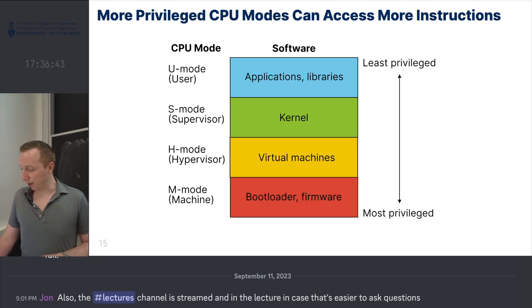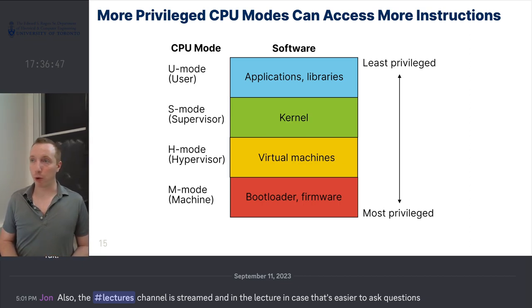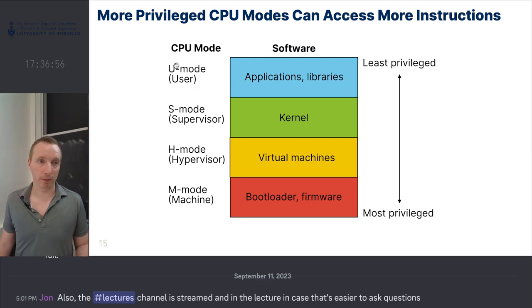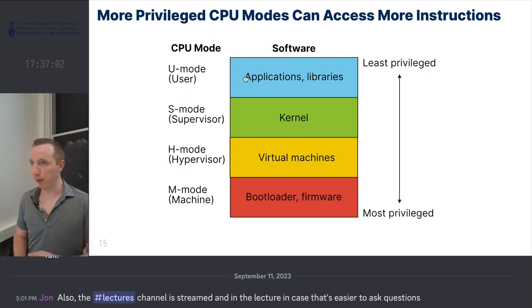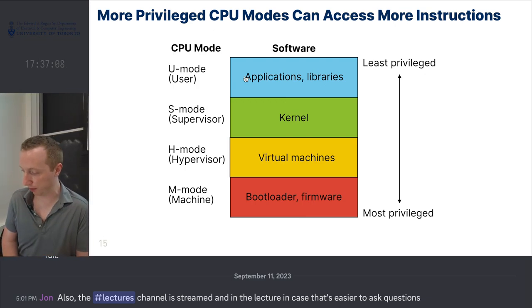So this is kind of what it looks like graphically. On real modern CPUs, there's four different modes. The first one is user mode, which is, if you've written everything in C, you've run any application on your machine, it's all running in user mode. So this is applications, libraries, and that has the least privilege. It can access the fewest amount of instructions on your CPU.